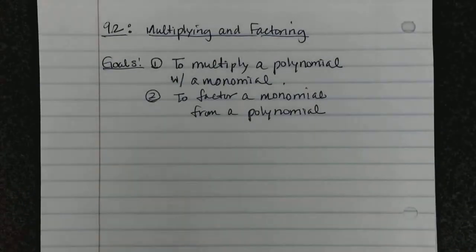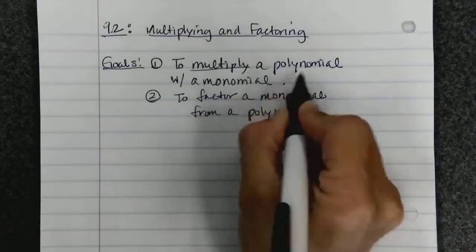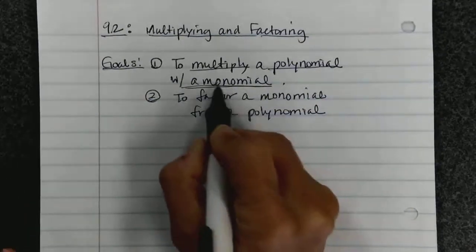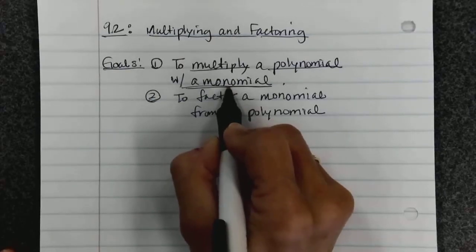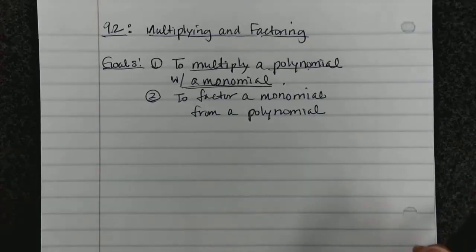9.2, we are going to start multiplying and factoring polynomials. So your goal for today is to multiply a polynomial with a monomial. Remember, a monomial is one term, and we're going to take that one term and multiply it into a polynomial. So it's like distributing.